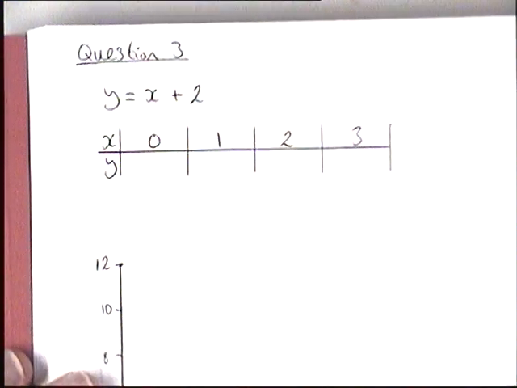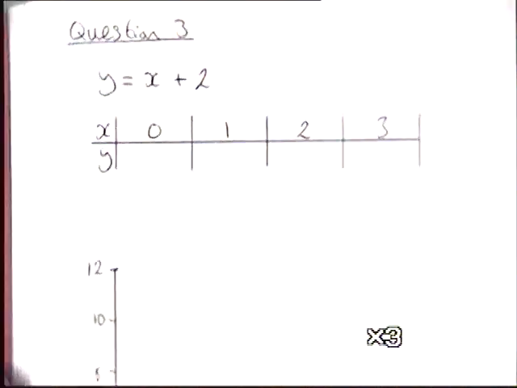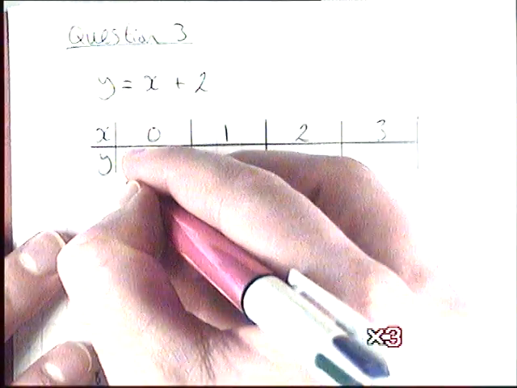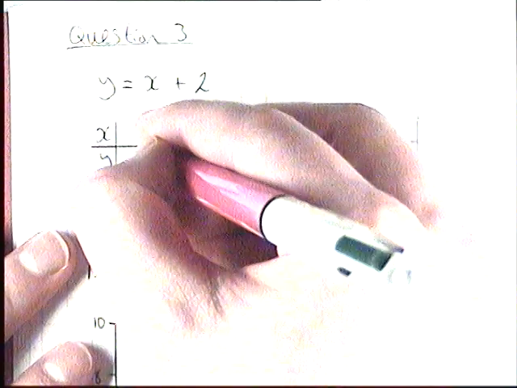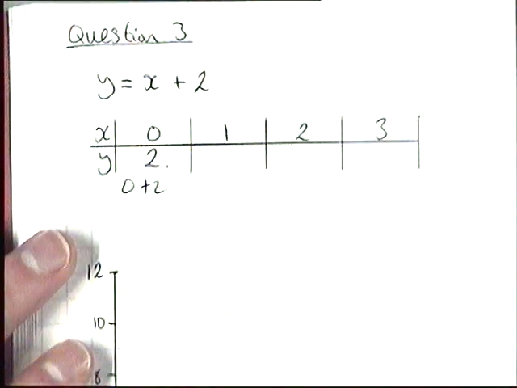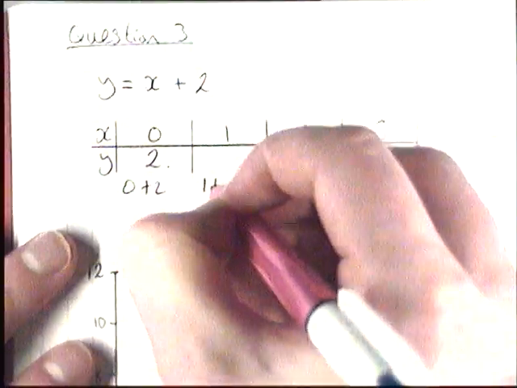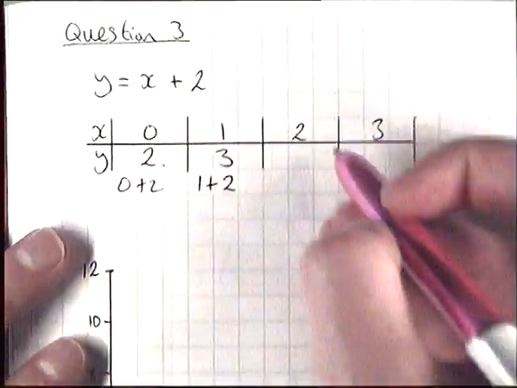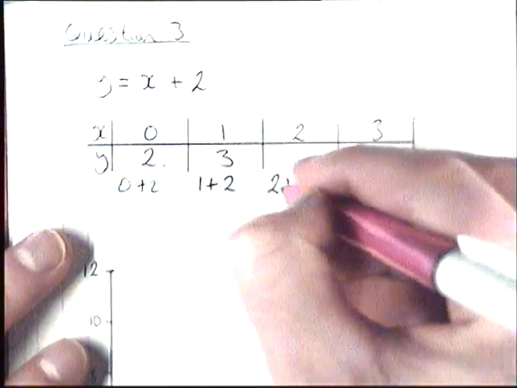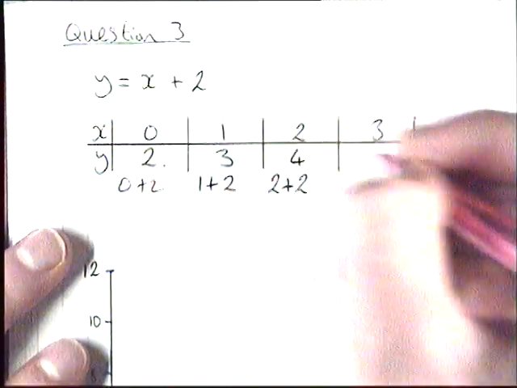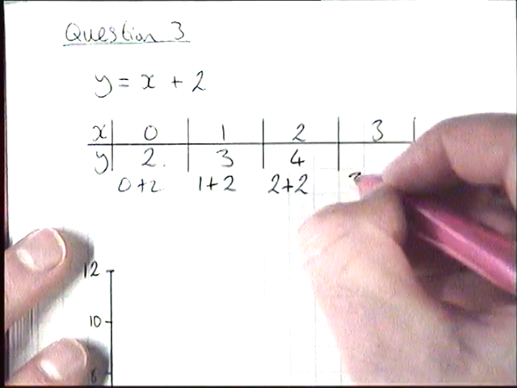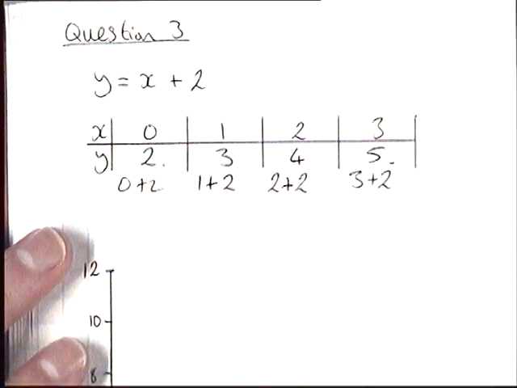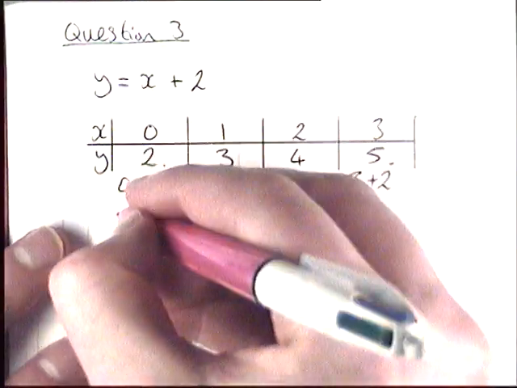Okay, question 3. So we've got x plus 2 this time. So we're going to take our first x value of 0. So we've got 0 plus 2. That's just going to leave us with 2. x is 1, so we've got 1 plus 2, which is 3. x is 2, so we've got 2 plus 2, which is 4. And if x is 3, 3 plus 2, which is 5. So that's generated our coordinates.